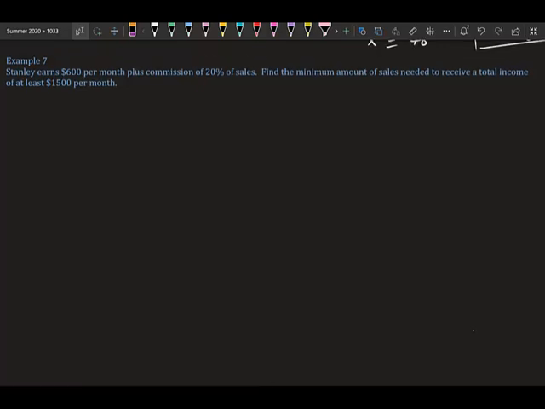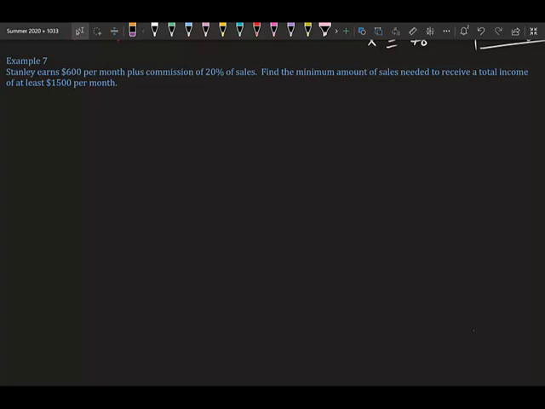All right, last example. Stanley earns $600 per month plus commission of 20% of sales. Find the minimum amount of sales needed to receive a total income of at least $1,500 per month. This is money. So it's applicable. Pay attention. Money is super important when we talk about it in math.